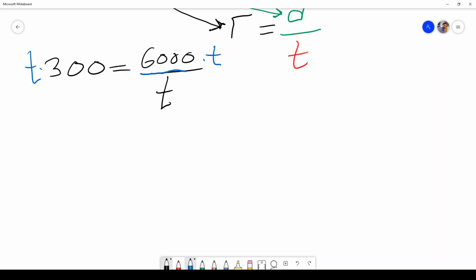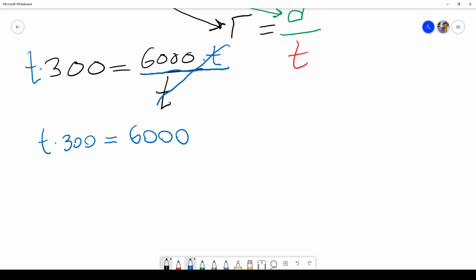This is just a fraction. I have a t on the bottom, a t on the top. Well, that's just something over itself, which is just 1. They cancel. And then I have t times 300 equals 6,000.